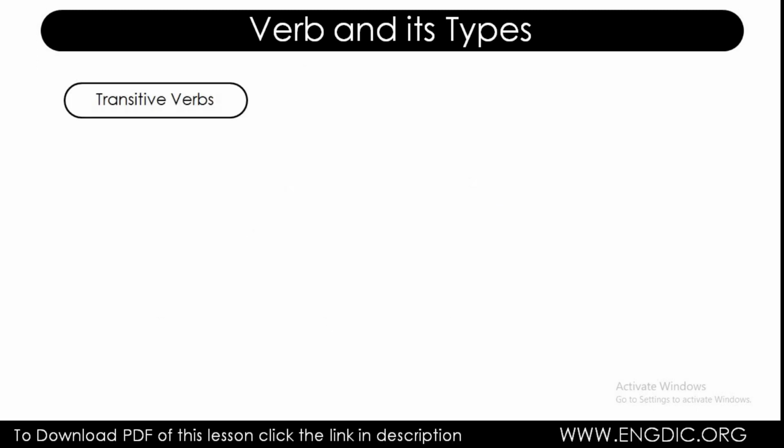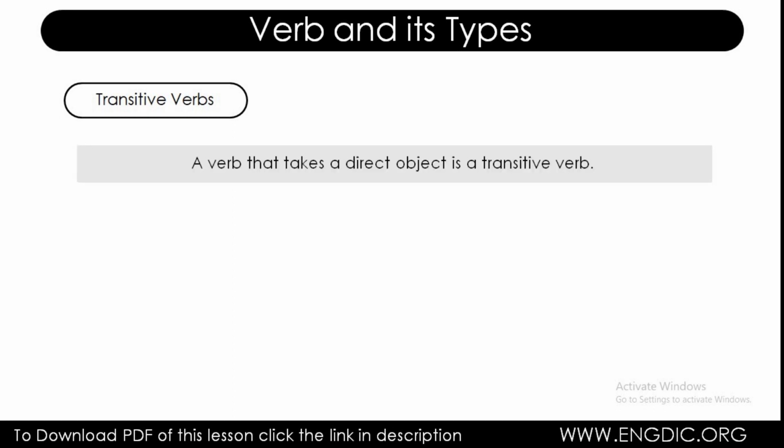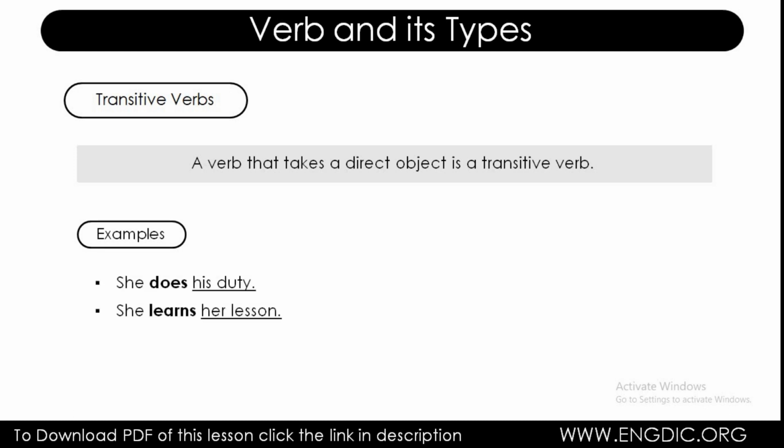Transitive verbs. A verb that takes a direct object is a transitive verb. So, it's an action verb with direct object. For example, she does her duty. In this sentence, does is the transitive verb. Number 2. She learns her lesson. Here, learns is the transitive verb.